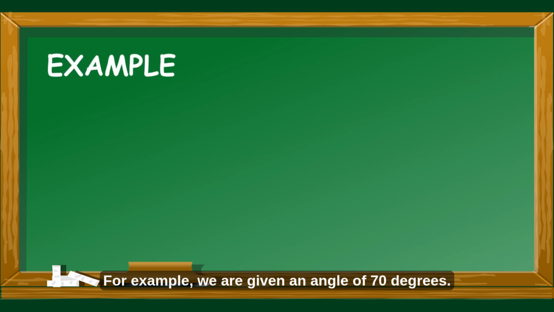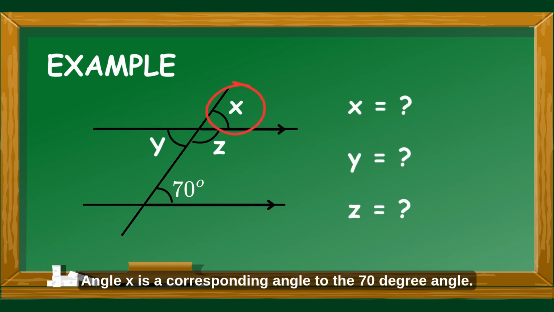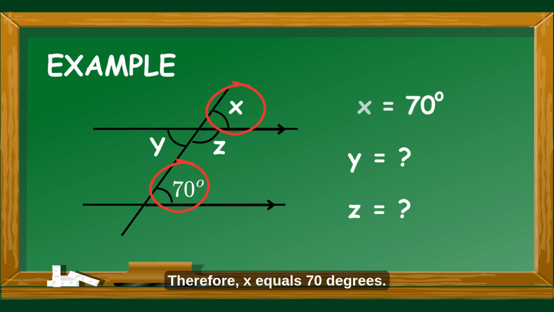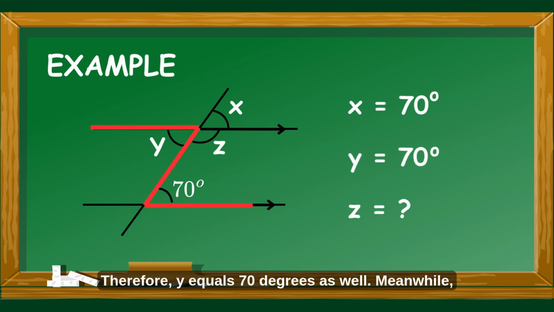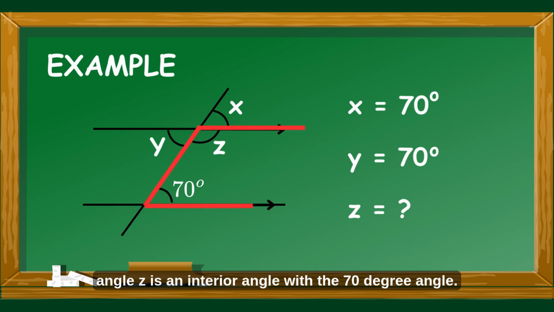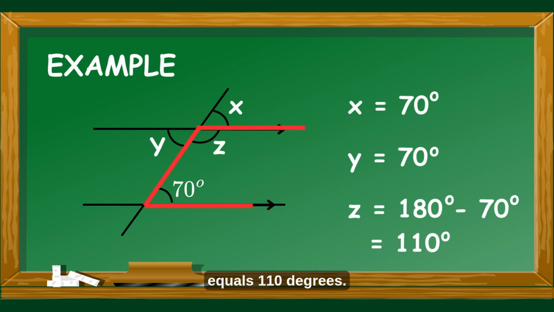For example, we are given an angle of 70 degrees. We will find the values of X, Y, and Z. Angle X is a corresponding angle to the 70-degree angle. Therefore, X equals 70 degrees. Angle Y is an alternate angle to the 70-degree angle. Therefore, Y equals 70 degrees as well. Meanwhile, angle Z is an interior angle with the 70-degree angle. Therefore, Z equals 180 degrees minus 70 degrees equals 110 degrees.